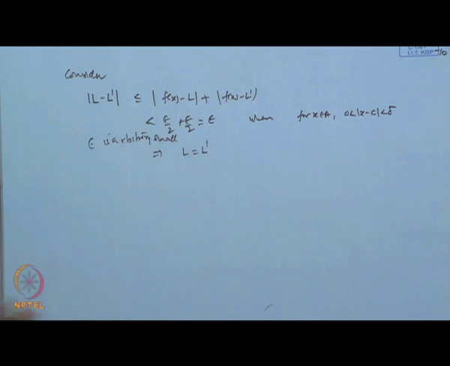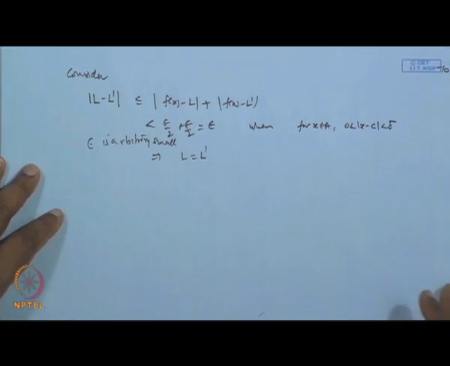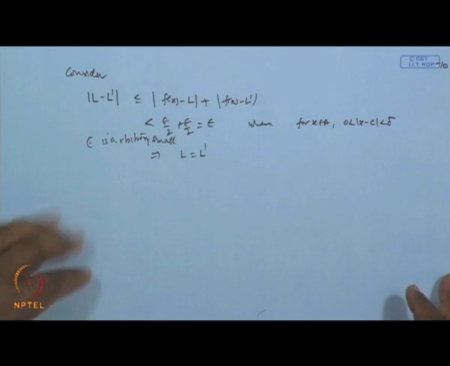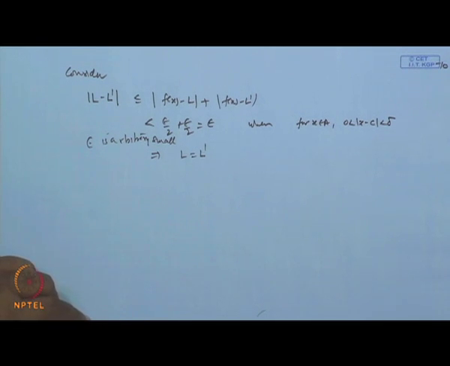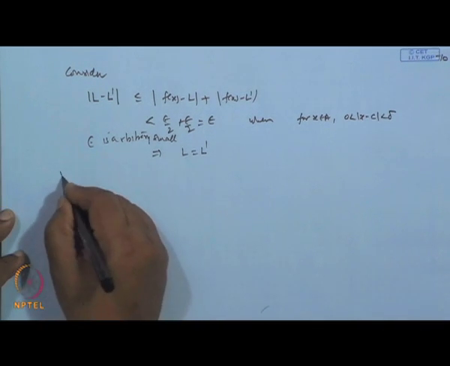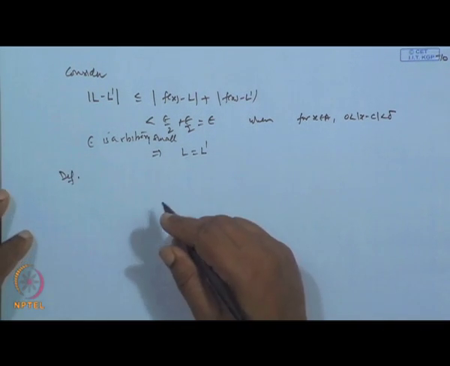Now, there are a few more results on limits, and that we have seen in parallel to the theorems we have discussed in the case of sequences. Okay. So, before that let us see the definition of boundedness.